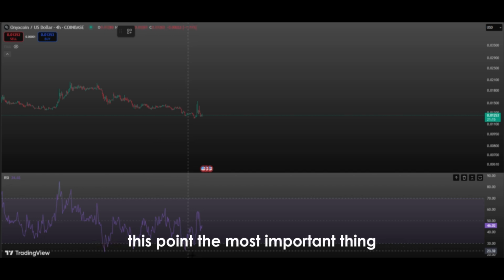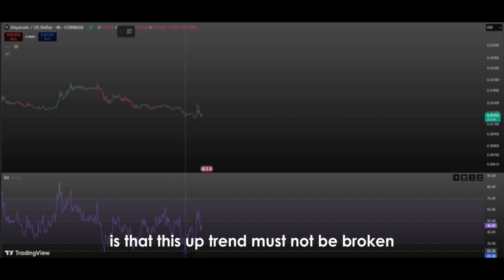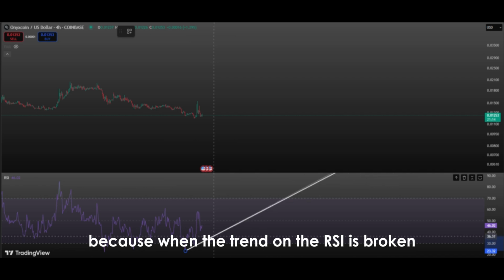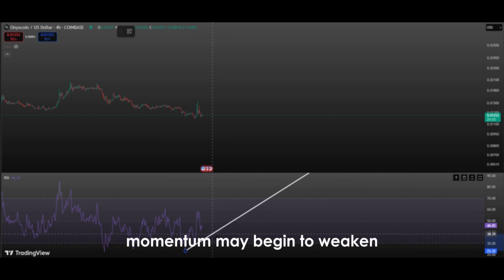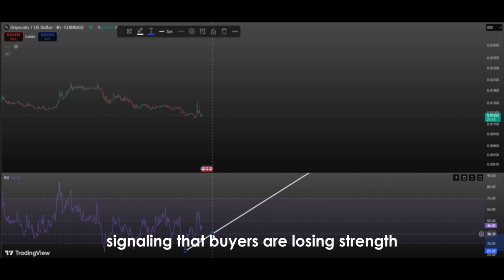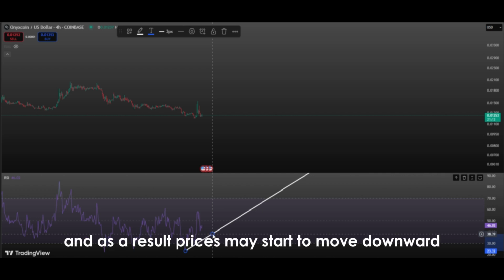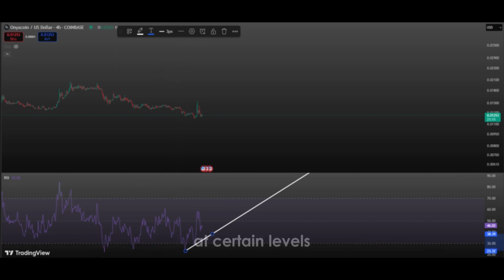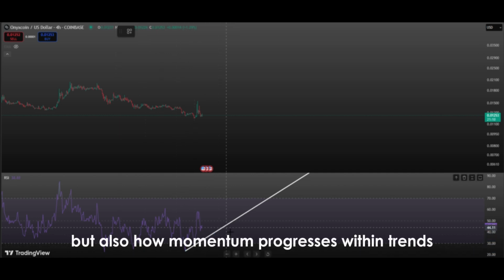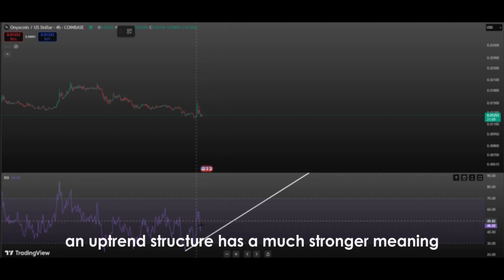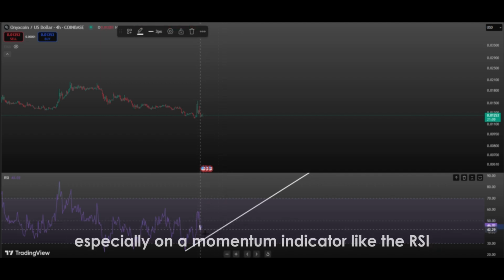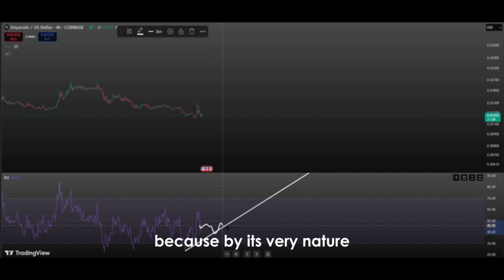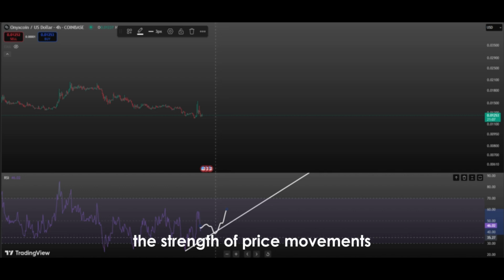At this point, the most important thing is that this uptrend must not be broken, because when the trend on the RSI is broken, momentum may begin to weaken, signaling that buyers are losing strength, and as a result, prices may start to move downward. RSI not only shows whether prices are in overbought or oversold zones at certain levels, but also how momentum progresses within trends. An uptrend structure has a much stronger meaning, especially on a momentum indicator like the RSI, because by its very nature, it is designed to measure the strength of price movements.